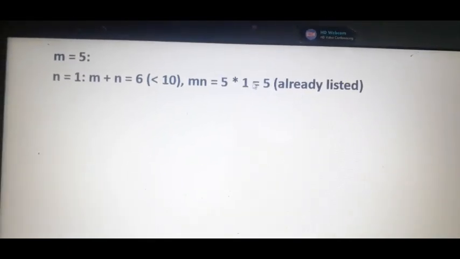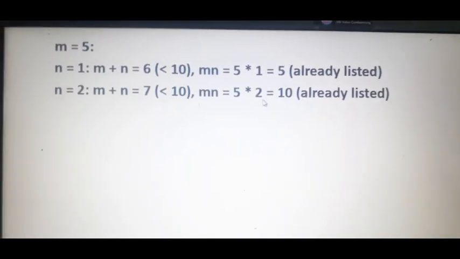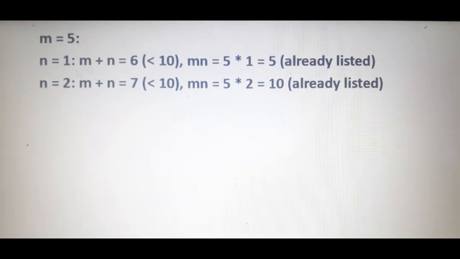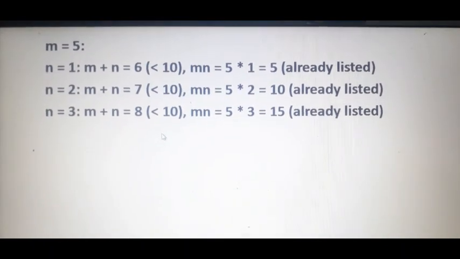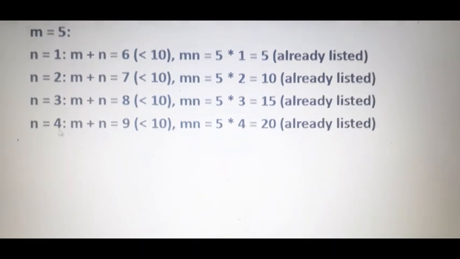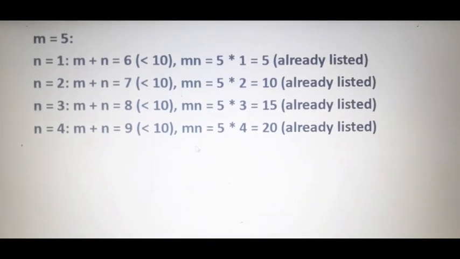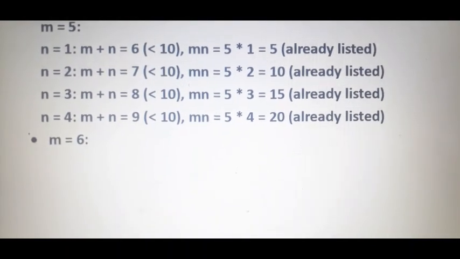Here, 5 times 1 is already listed. Here also if n is 2, listed. If n is 3, 15 is listed. If n is 4, 4 times 5 is 20, also listed.